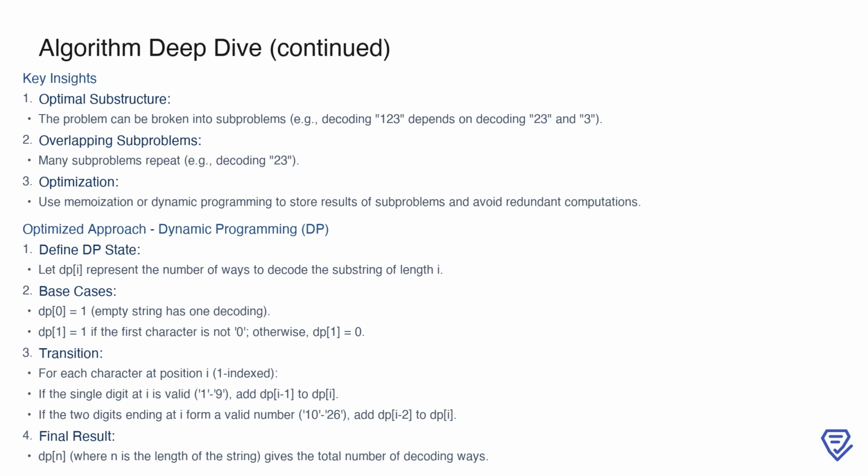The transition involves checking each character and its preceding one. If the single digit is valid, we add DP[i-1] to DP[i]. If the two-digit number is valid, we add DP[i-2] to DP[i]. The final result is stored in DP[n], where n is the length of the string.